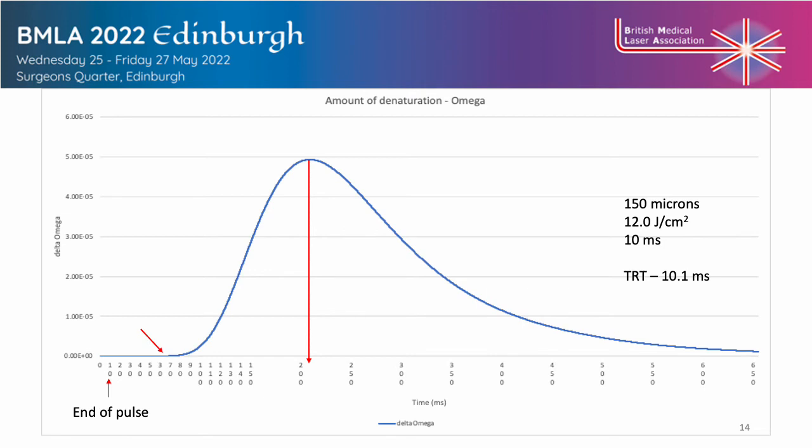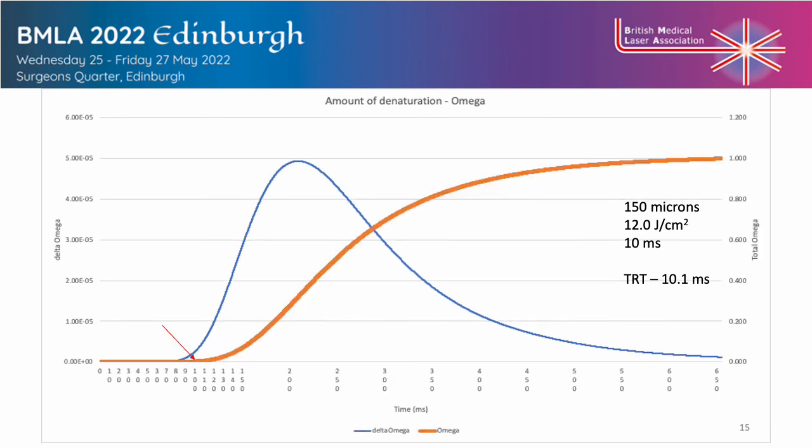So this is the amount of denaturation rate, I should say here. The actual accumulated denaturation is this orange line. This is when you actually add up all those little bits of denaturation. And you can see from this graph that no significant denaturation begins until around about 100 milliseconds. So that's 90 milliseconds after the end of the pulse. We start to see some sort of accumulated denaturation there.